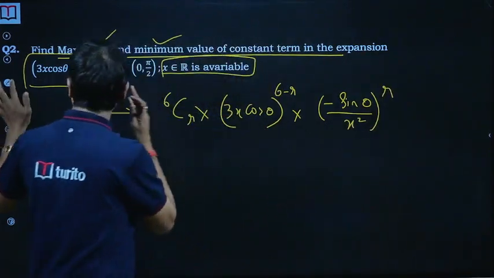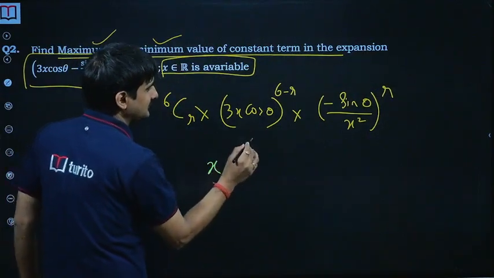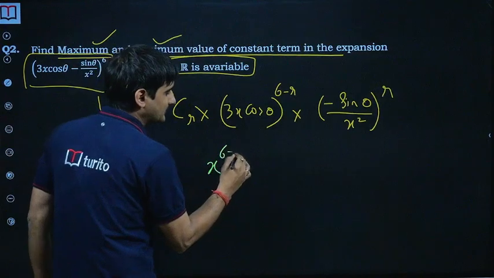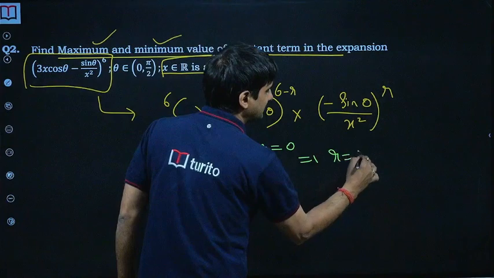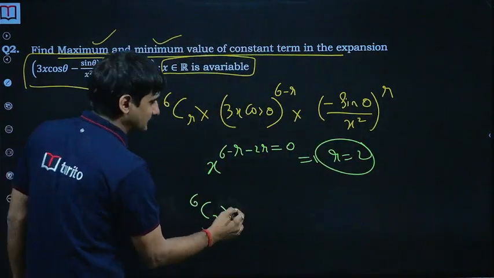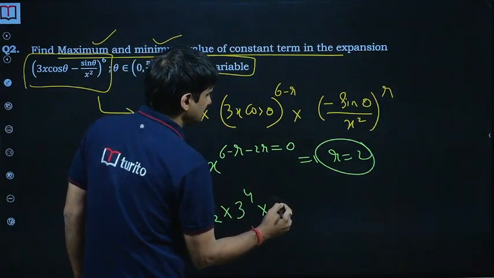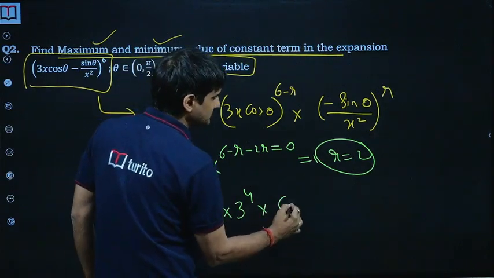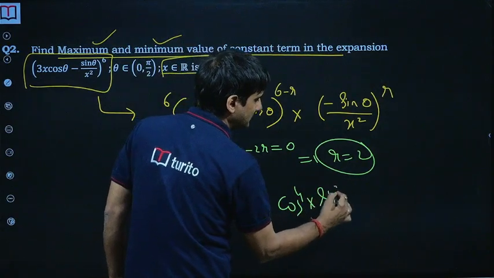So here again we will be collecting the power of x. So x, where is it gone? Yeah, x here: 6 minus r minus 2r, and that should be 0. So r is nothing but 2 here. So 6C2, which is a constant of course, 3 raised to the power 4, again a constant, and then cos raised to the power 4 into sin square theta.